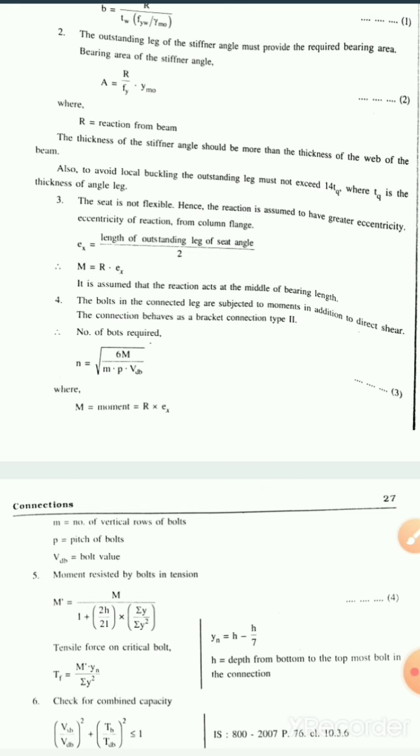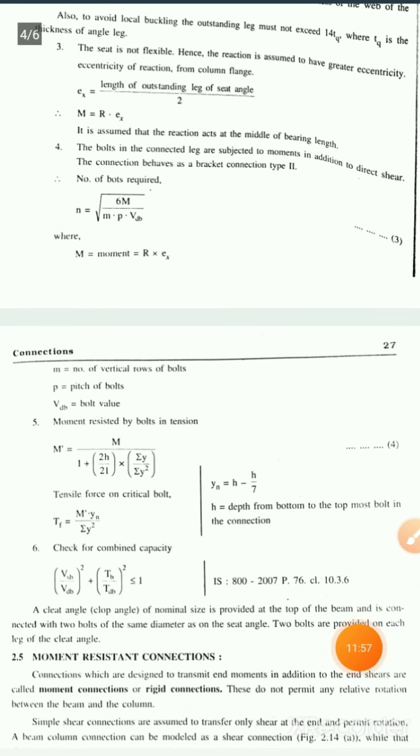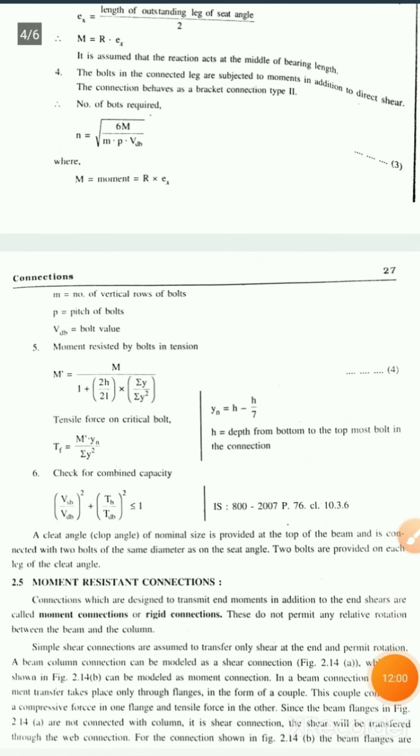The bolts in the connected leg are subjected to moments in addition to the direct shear. The connection behaves as a bracket connection type 2. So the number of bolts required N is equal to the square root of 6M upon m p VDB, where M is the moment equal to R into Ex, m is the number of vertical rows of bolts, p is the pitch of bolts, and VDB is the bolt value.